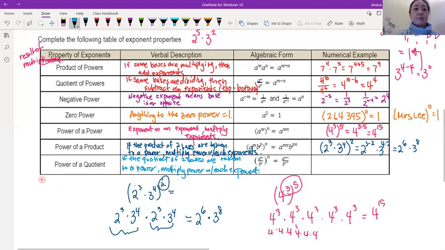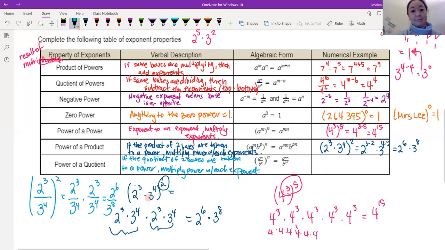So if we were to take a look at this one, remember, I'm going to use the exact same example, except now I'm going to divide them. And we're going to square that. So again, remember what this means. It just means 2 to the 3rd power over 3 to the 4th power, times it by itself again, because it says squared. So that just means 2 times. So what do we actually get? 2 to the 6th power over 3 to the 8th power, right? Because there's 8 3's down here, and there's 6 2's on the top.